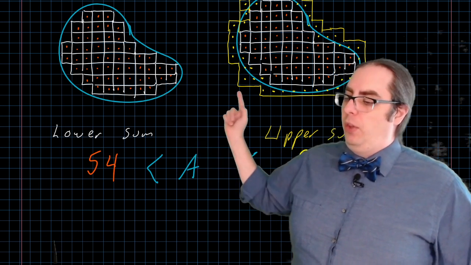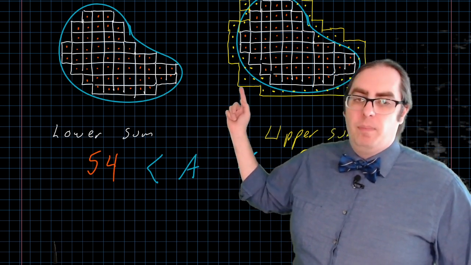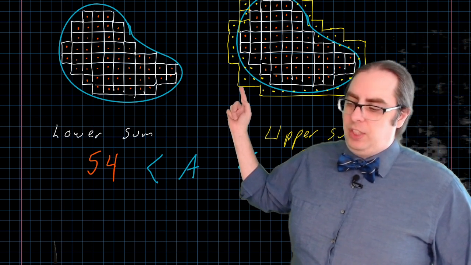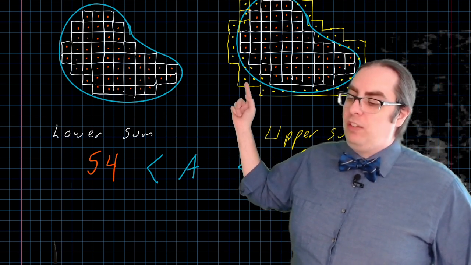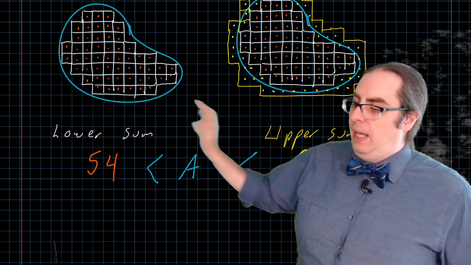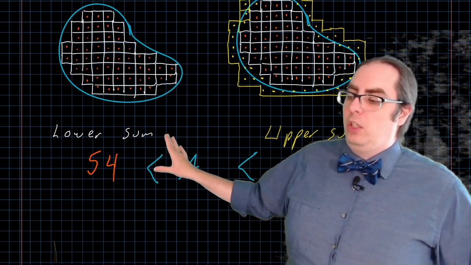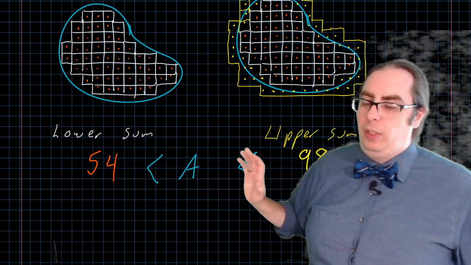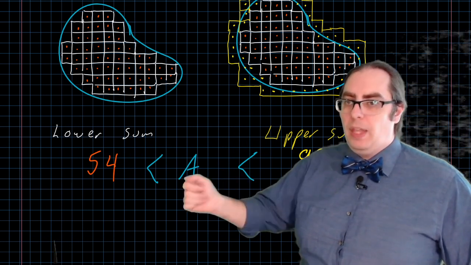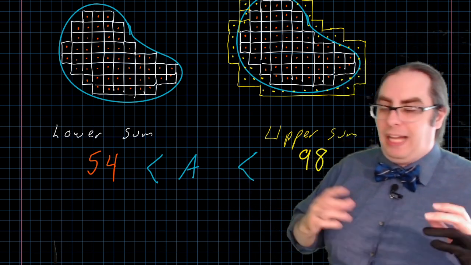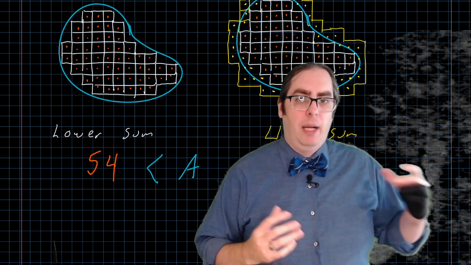The squares that did count over here, that didn't really seem like they should count much at all, most of that square will not count. And so my lower sum will get larger. My upper sum will get lower. If I subdivide further, it will happen again. My lower sum will get larger, my upper sum will get lower.